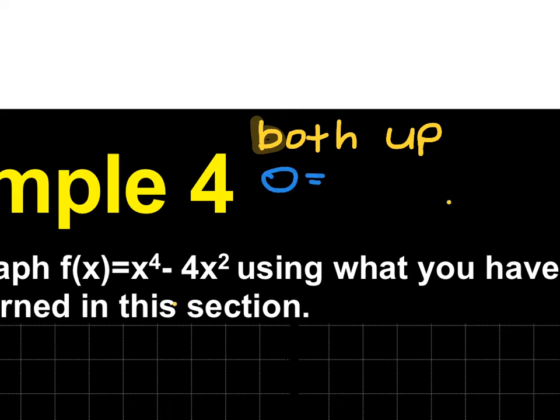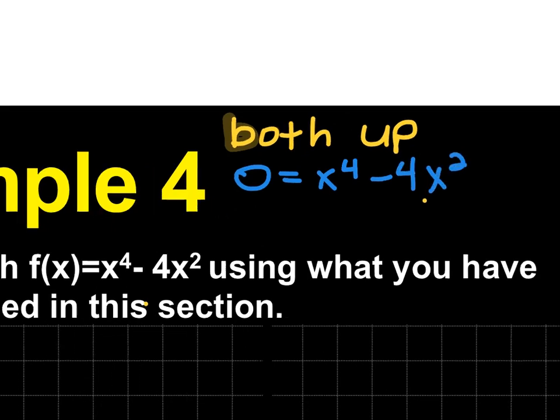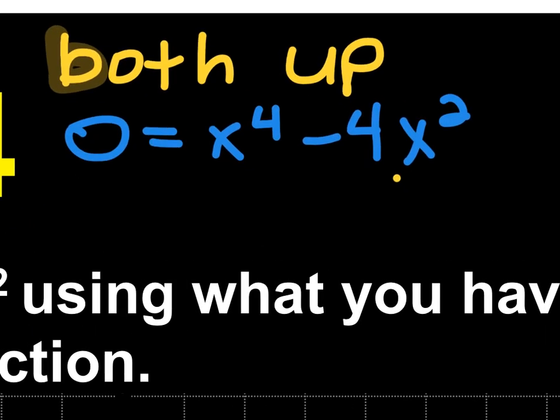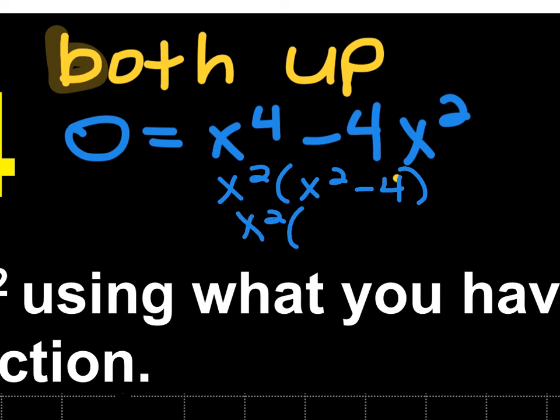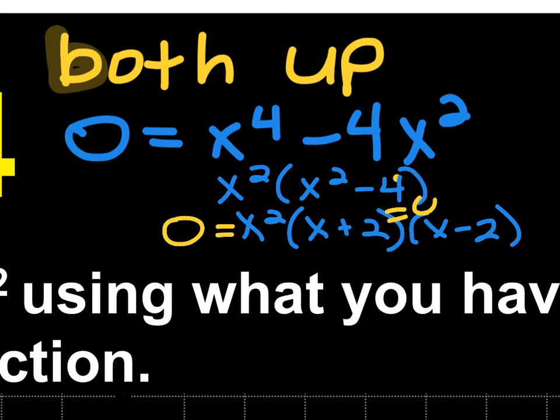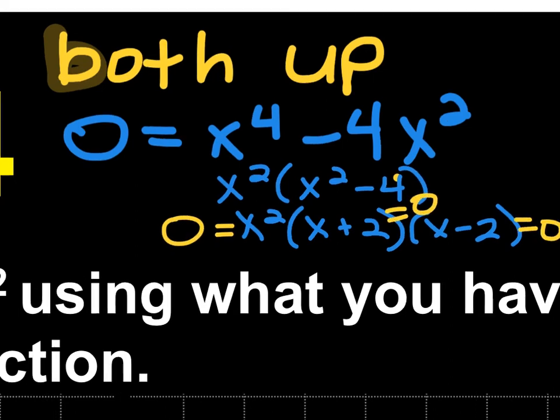So I'm going to say 0 equals x to the 4th minus 4x squared. Okay, how do I factor that? Take out an x squared. Then what? Then you said x squared is 0 and x squared is 4. Okay, so both options are good. You can either factor it further because it's a difference of two squares, or you can split it and solve it. Either way, you're going to get the same answer. So just so that we can see it expand, I'm going to factor it further. And I get x squared equals 0, x plus 2 equals 0, and x minus 2 equals 0.